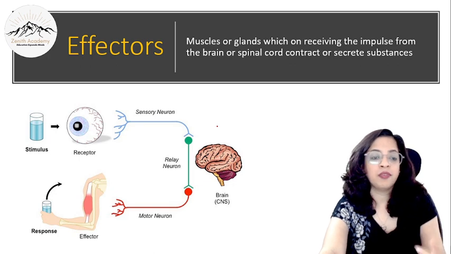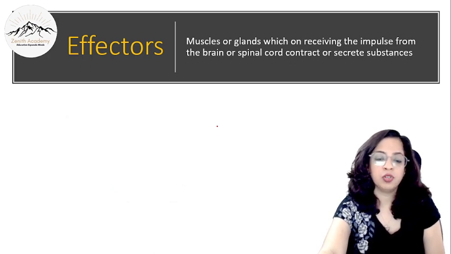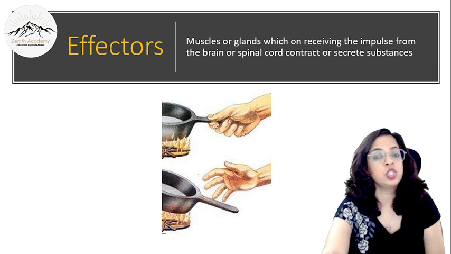So here the effector was muscle cells. Here also, in the first diagram, the effector was muscle cells.